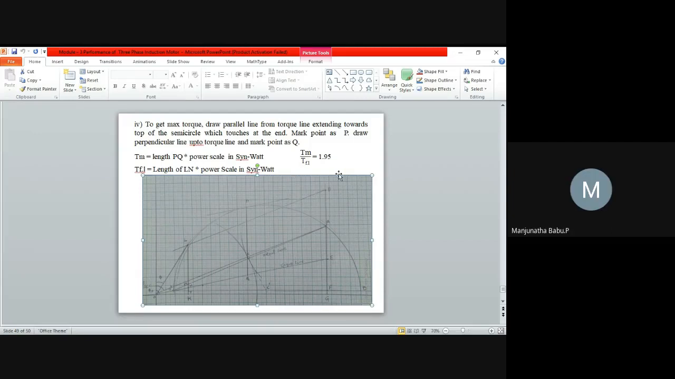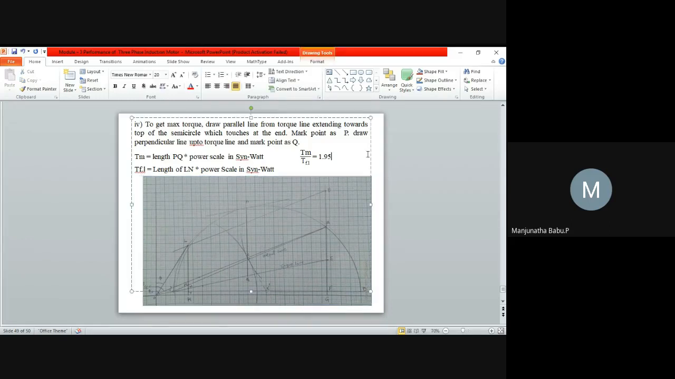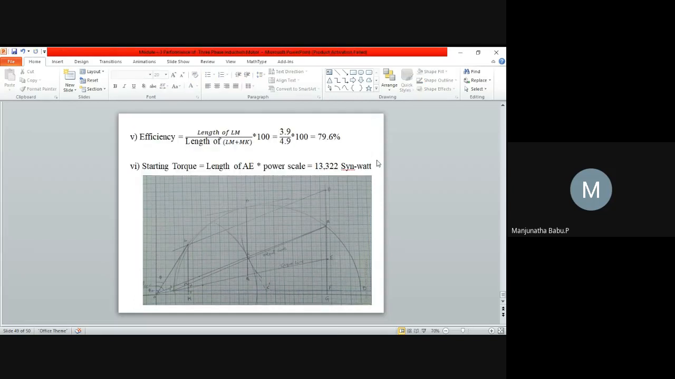Next, the last two: we have to find efficiency and starting torque. To find the efficiency, I'll go to the next slide. Efficiency is equal to length of LM divided by length of LM plus MK, into 100. I'm getting it as 79.6%. Please check how much you'll be getting. What is the length of LM? I think already we have done. Length of LM is, sorry, not LM, MN we considered. Find what is the LM value. And here the denominator is LM plus MK.